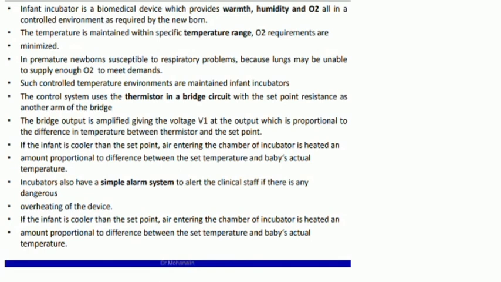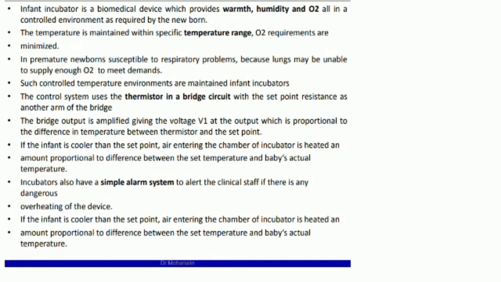The working of the bridge you might have studied. Now the bridge output is amplified and given as a voltage at the output, which is proportional to the difference in temperature between the thermistor and the set point. This I have mentioned earlier. If the infant is cool, then the air entering the chamber of the incubator should be heated by an amount proportional to the difference between the temperature we have set and the baby's actual temperature.